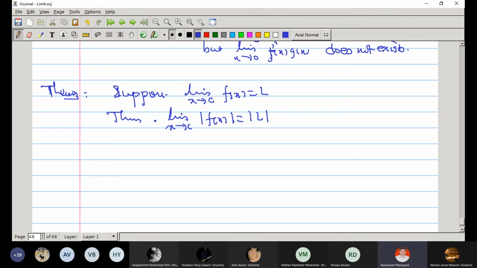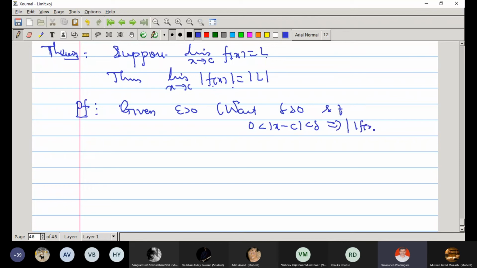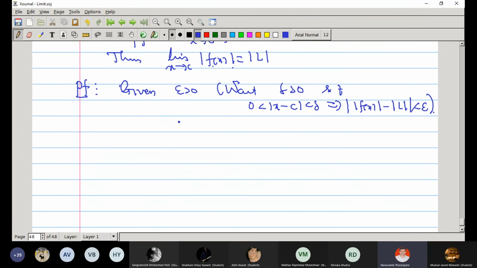Yes, sir. And what is the proof? The proof is straightforward. We are assuming that the limit is L, and we want to prove that the limit of the absolute value of f(x) is the absolute value of L. So given epsilon, we want a delta such that whenever the distance of x from C is less than delta, then the distance of |f(x)| from |L| is less than epsilon. This is what we want.